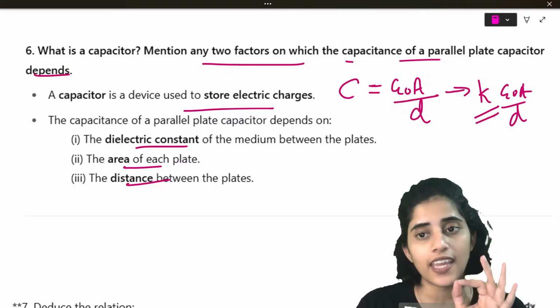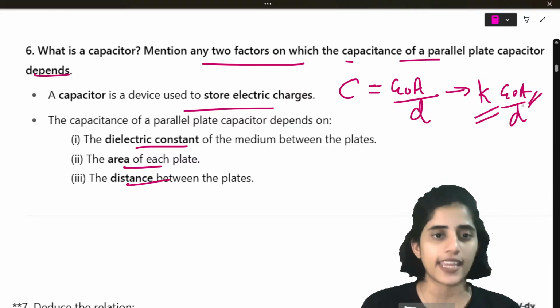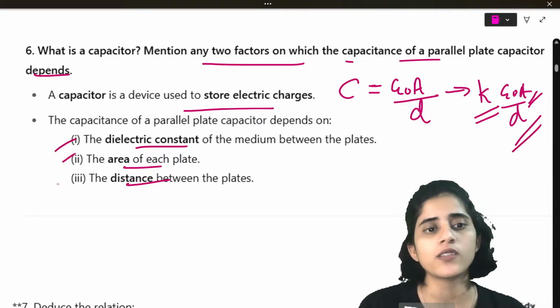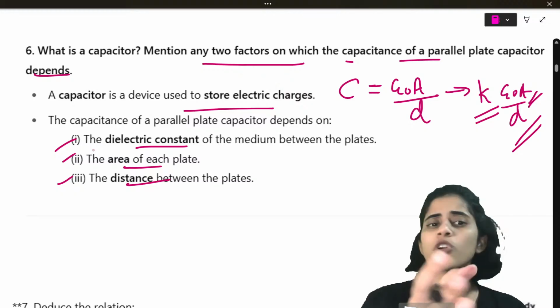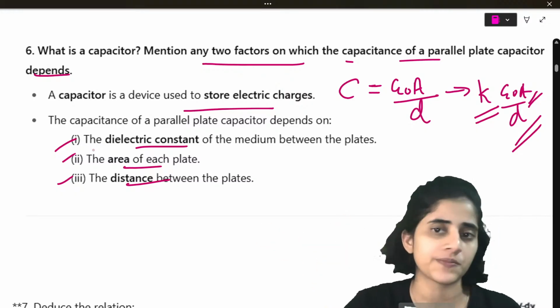It depends on K. What is K? K is the dielectric constant. It depends on A, which is the area. It depends on D, which is the distance between the plates. 1, 2, 3. Very easy. You don't have to remember each of these points. If you can remember the formula, you'll easily remember that.